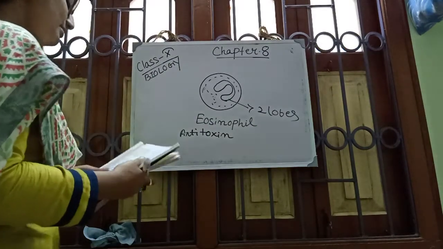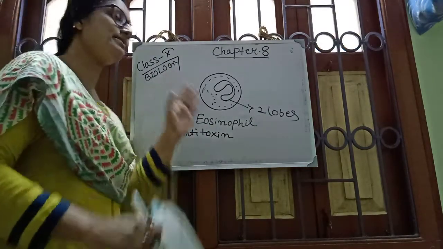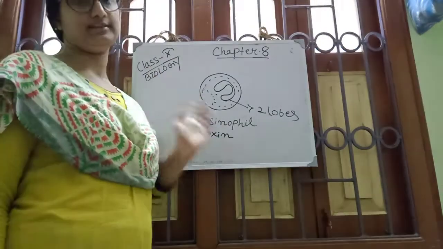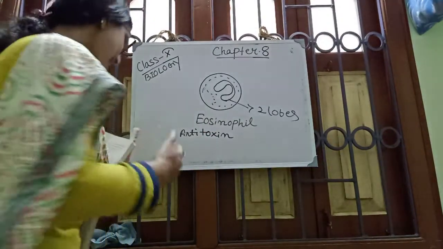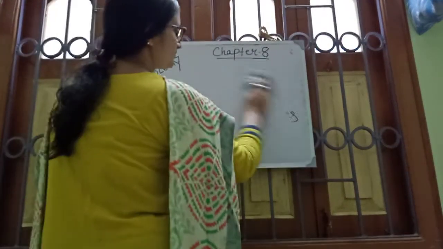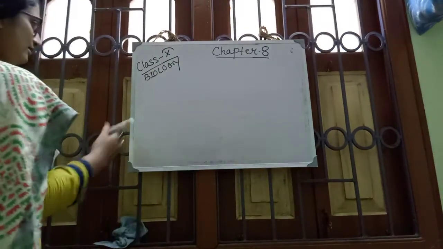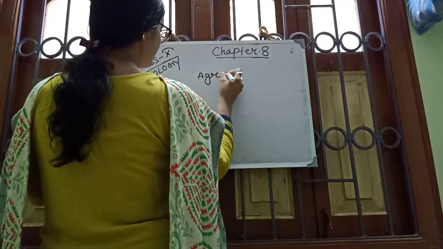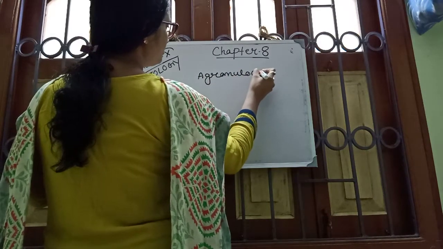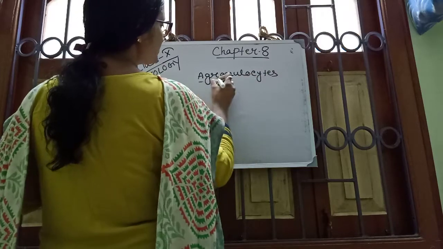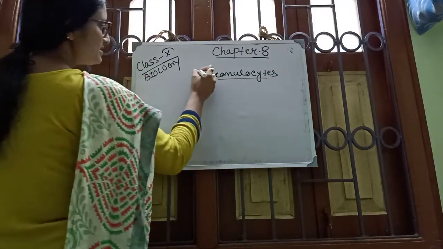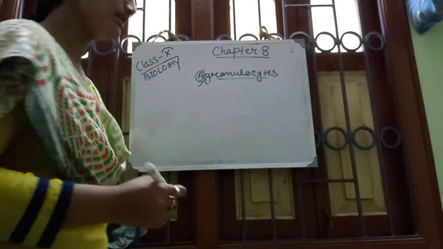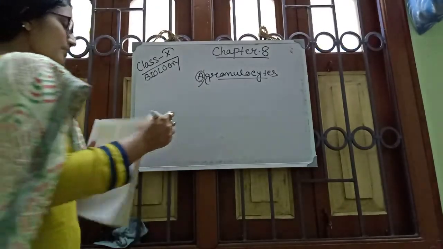This is the granulocyte structure, and now I hope it's clear. You have to remember the eosinophil, neutrophil, and the basophil. Now agranulocytes. Agranulocytes means granules absent. Ag means absent. They lack granules, so they are called agranulocytes. Here are the lymphocyte and the monocyte.